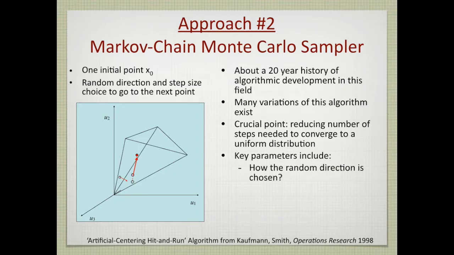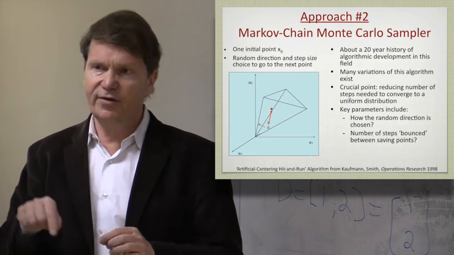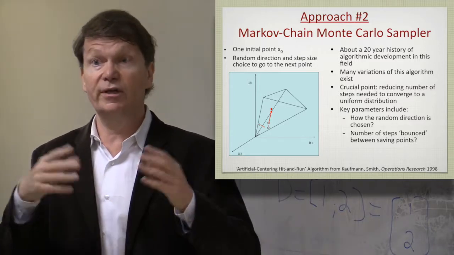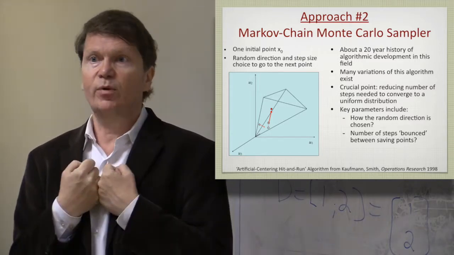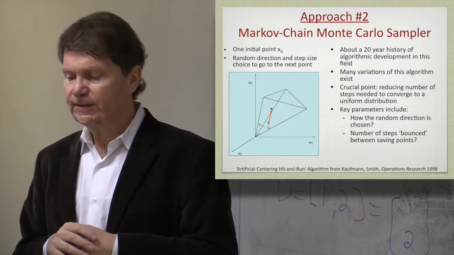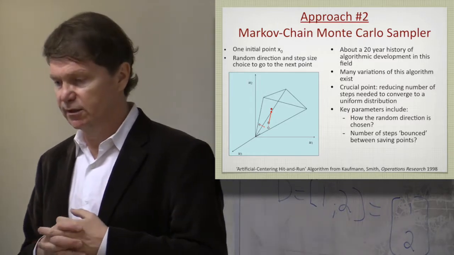And you have to set parameters when you do these things, like how you choose the random direction. And it doesn't save every point, because sometimes it's walking around for a while before you pick a sample point. So you can be generating many, many more points than the sample points you keep. So there are a few parameters you set, but you can sample high-dimensional spaces in this way.